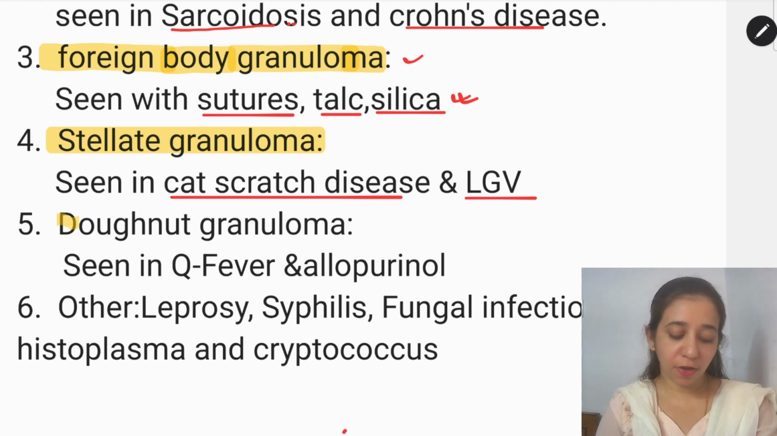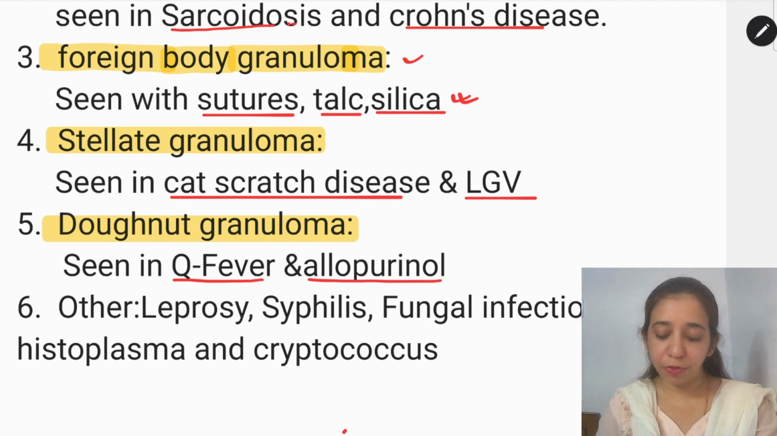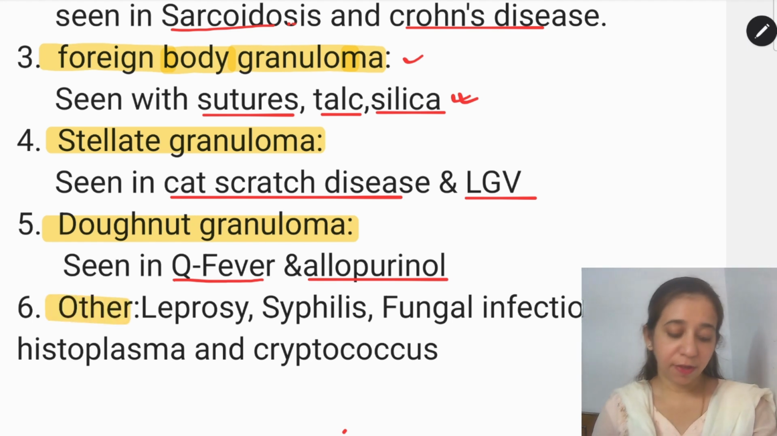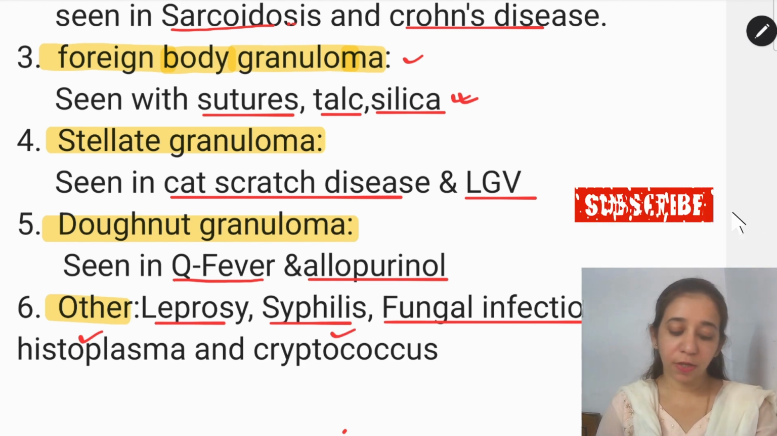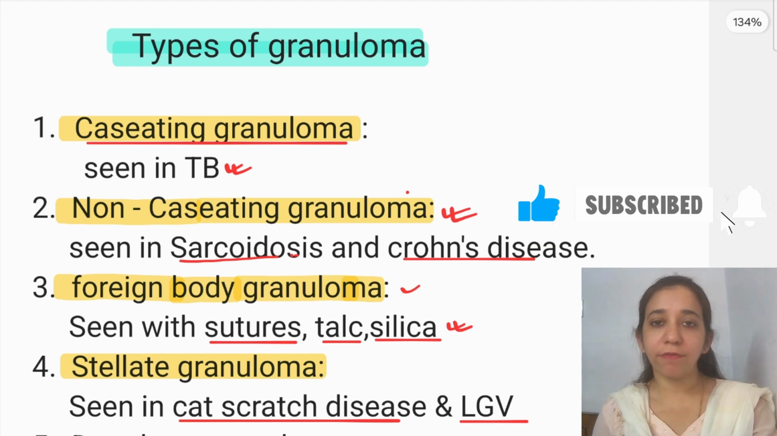After that is the donut granuloma, which is seen in Q fever and allopurinol therapy. With long-term allopurinol therapy, we can see donut granuloma formation. And some other types are also seen in some diseases, which are leprosy, syphilis, also known as gumma, and then in some fungal infections like histoplasma and cryptococcus. So these are the main types of granulomas.